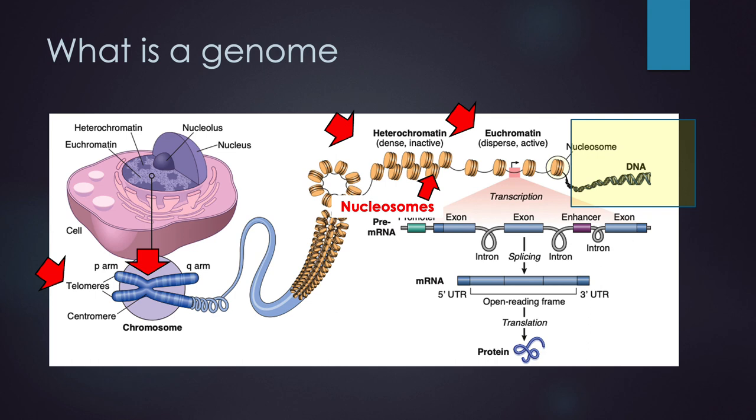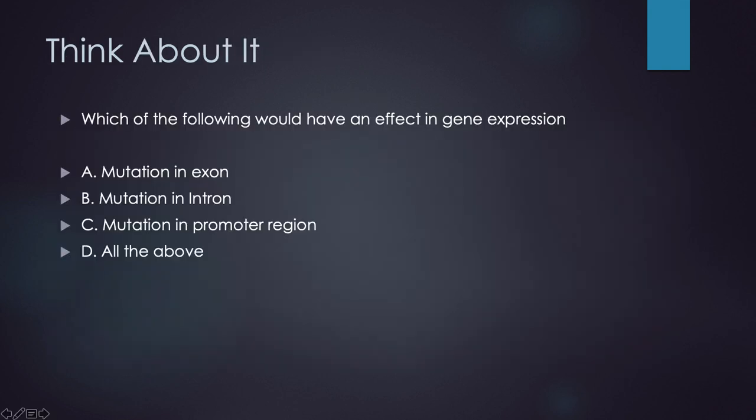So the big question I'm going to ask you now is, which of the following would have an effect on gene expression? If we had a mutation in the exon, so if there were mutations within the DNA in the exon, the genetic information that the DNA polymerase reads to transcribe to make a protein, is that going to affect gene expression?